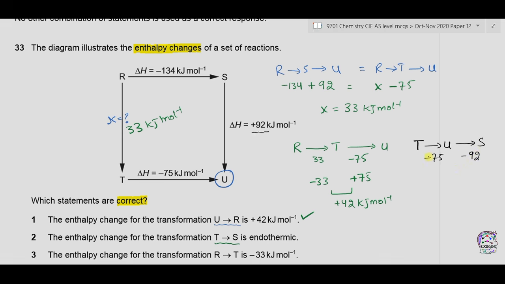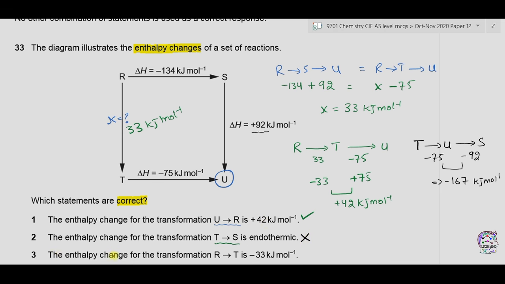So in total from T to S the energy change will be, we have to add these two. So it will be minus 167 kilojoules per mole. So the energy change is exothermic because the sign is negative. So option 2 is incorrect.